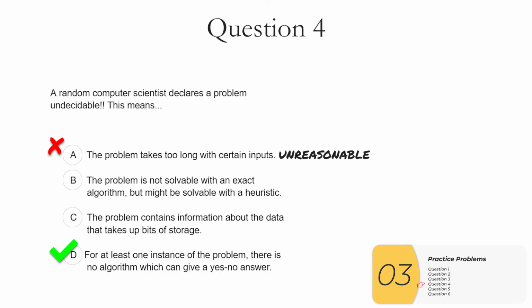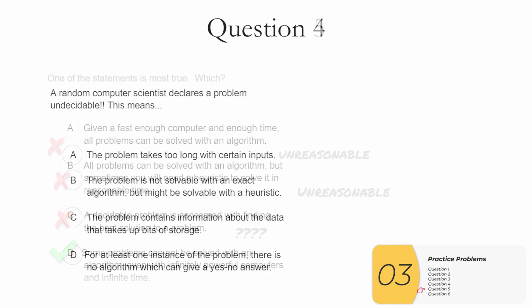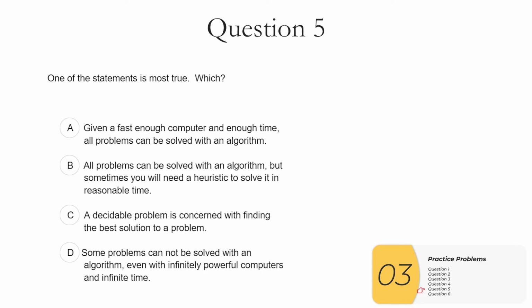It's not going to be A, which has to do with unreasonableness. It's not going to be B, which also has to do with unreasonableness. C is just some mumbo jumbo to confuse you. So again, the answer is D. 5. One of the statements is most true, which A, given a fast enough computer and enough time, all problems can be solved with an algorithm. No, that's not true. If it's unreasonable, it's not going to be solvable in the time that you have available. It might be solvable at small inputs, but with big inputs, it's not going to be solvable.